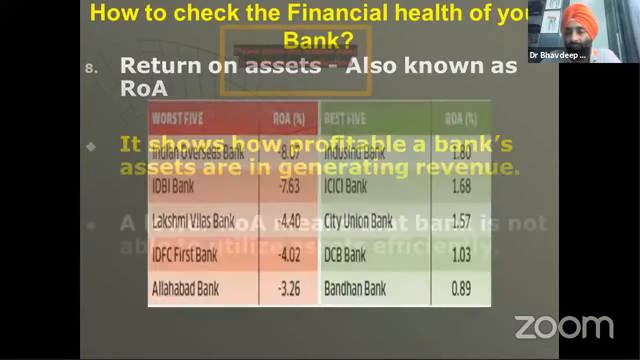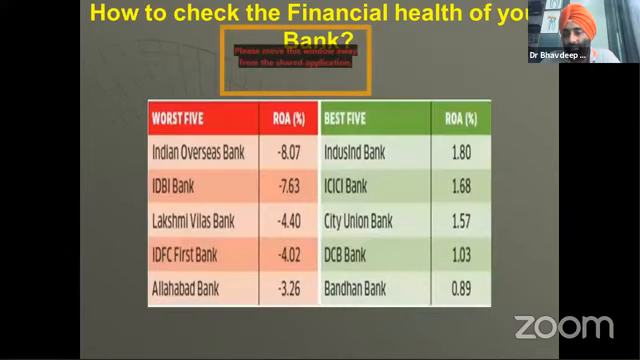So the best five: IndusInd, ICICI, City Union, DCB, Bandhan. The worst: Indian Overseas, IDBI, Lakshmi Vilas, IDFC First. So this is the way.